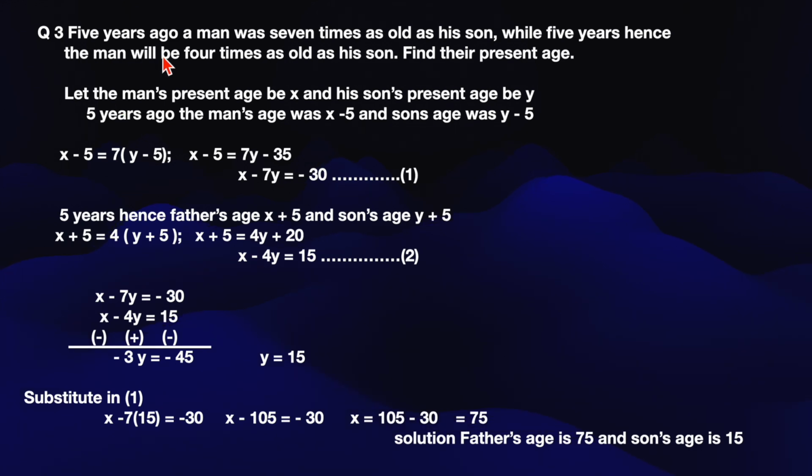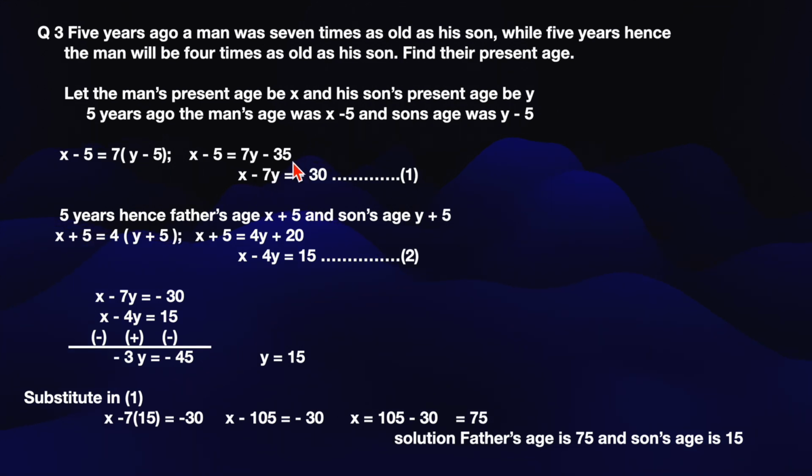Question 3. 5 years ago, a man was 7 times as old as his son, while 5 years hence, the man will be 4 times as old as his son. Find their present age. Okay, let the man's present age be x and the son's present age be y. So 5 years ago means the man's age was x minus 5 and son's age was y minus 5. And 5 years ago, the man was 7 times as old as his son. So x minus 5 is equal to 7 into y minus 5.